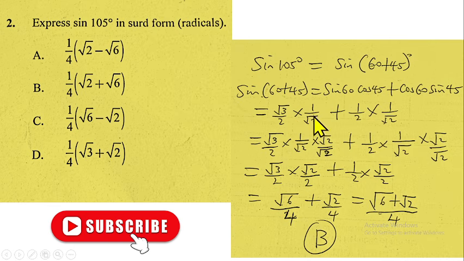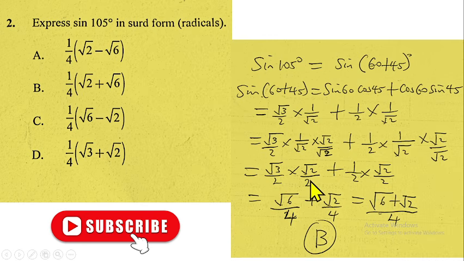So if you rationalize it, that means root 2 will multiply up and down. That means you have root 3 over 2 times 1 over root 2. Then we rationalize this one, that will be multiplied by root 2 over root 2, plus 1 over 2 times, also this one we rationalize as well. That will be 1 over root 2 times root 2 over root 2. And we know that here root 2 times 1 will give us root 2. Then root 2 times root 2 here will give us 2.